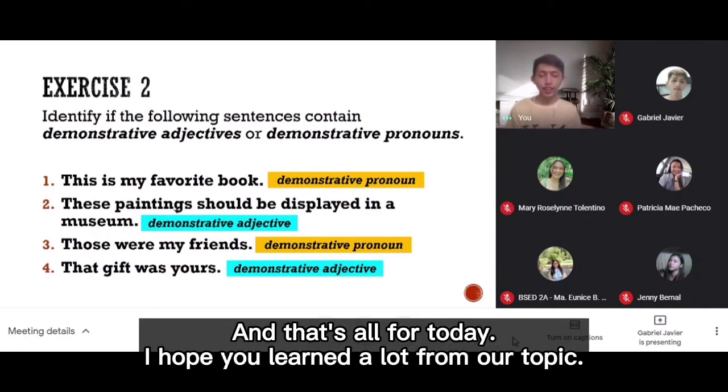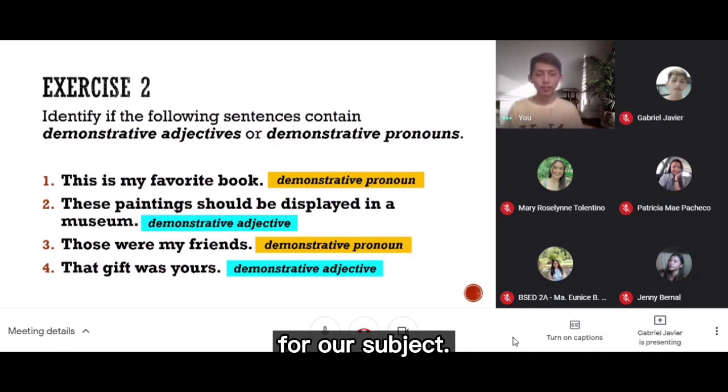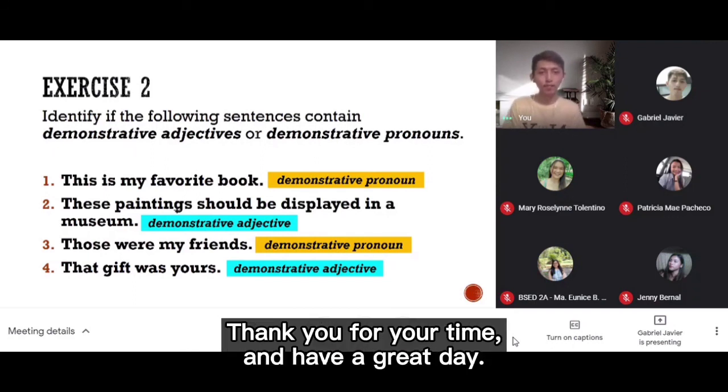And that's all for today. I hope you learned a lot from our topic. It is a simple lesson, but still we need to remember this for our subject, and for your time, and have a great day.